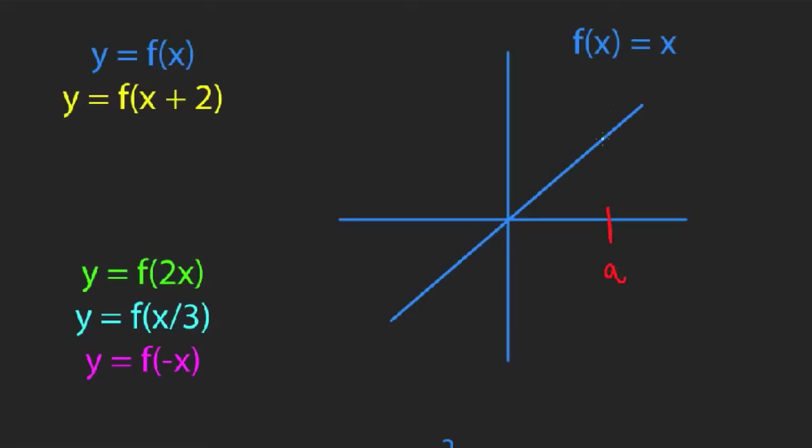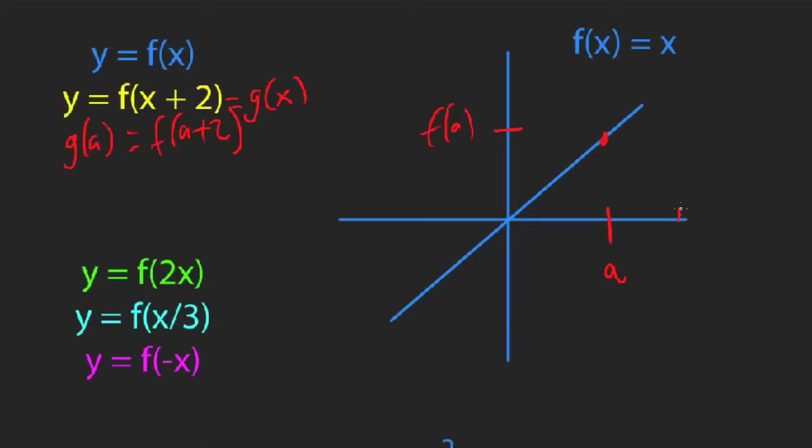So if we have just an arbitrary a here, where x equals a, that goes with f of a. Let's look at, I'm going to call this g of x, what g looks like with regards to a and f of a. So what's g of a? Well, g of a is f of a plus 2, right? That comes straight from this definition.